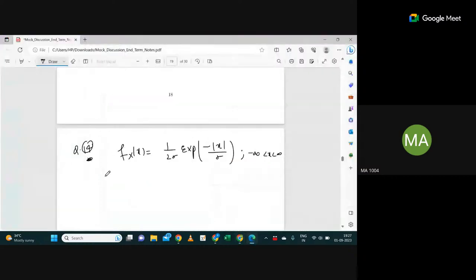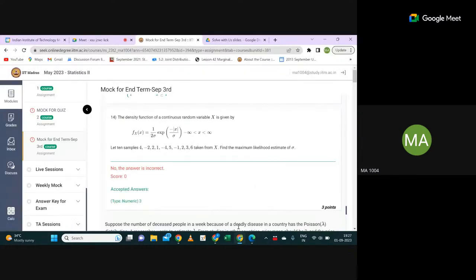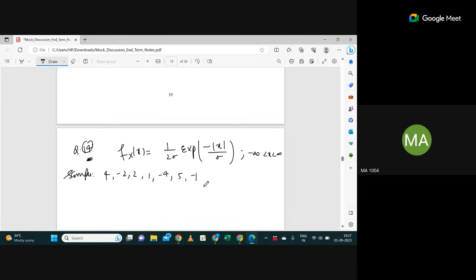The samples are 4, minus 2, 2, 1, minus 4, 5, minus 1, 2, 3, 6. These are the samples from x. Now we have to find the maximum likelihood.